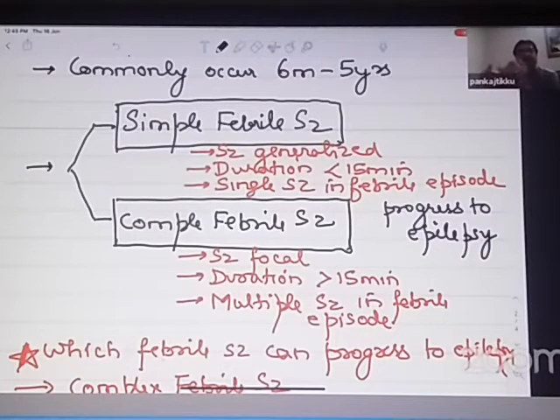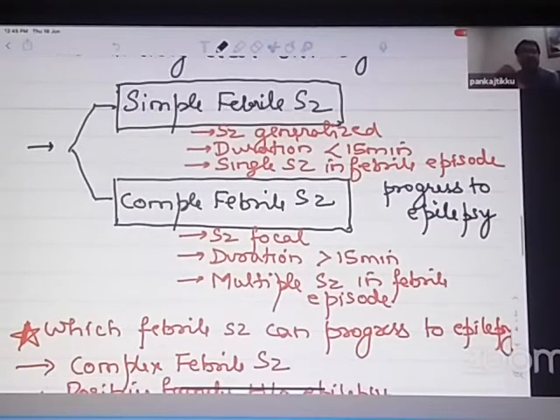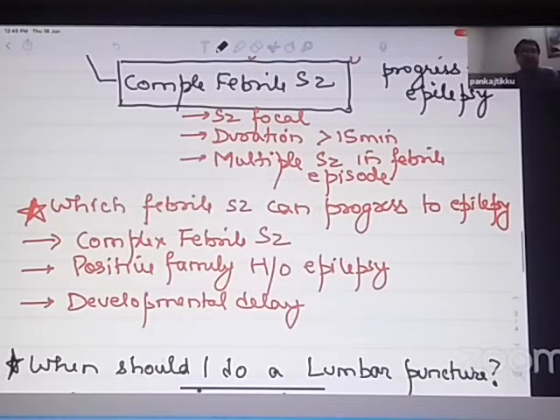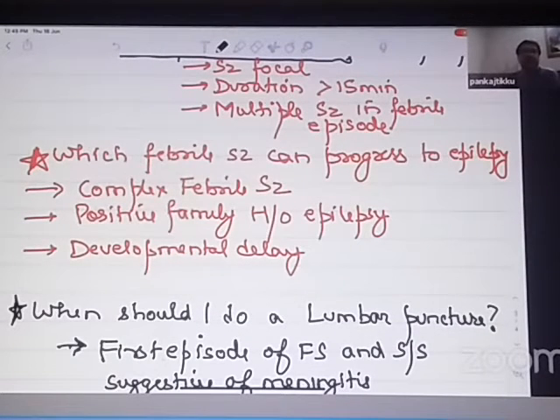Complex febrile seizures were all focal seizures, seizures where the duration was more than 15 minutes and where there were multiple seizures in the febrile episode. Can febrile seizures progress to epilepsies in the future? Yes. Many complex febrile seizures can progress to epilepsies. Many febrile seizures where there is a positive history of epilepsy, or positive family history of epilepsy, the seizure can also progress to epilepsies. And febrile seizures where there is developmental delay, milestones are delayed, there also seizures can progress to epilepsies.